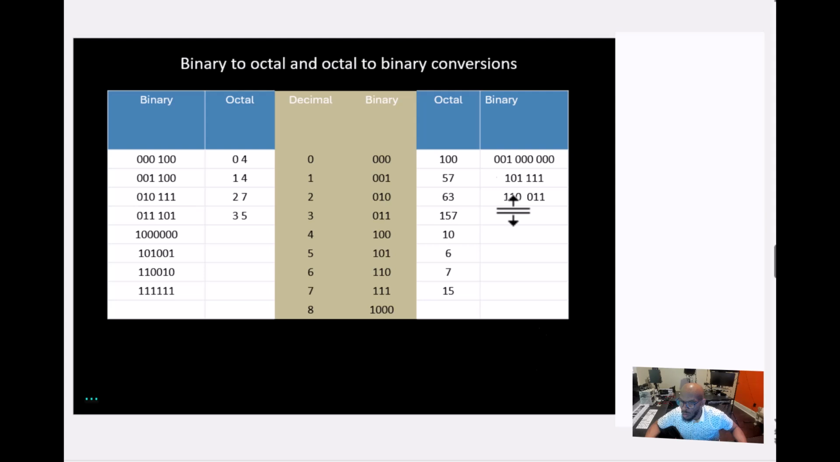See? So there you have it. If you were doing 63, you find 6, 110, you find 3, 0 1 1. And again, the space is in there just for clarity. Okay.